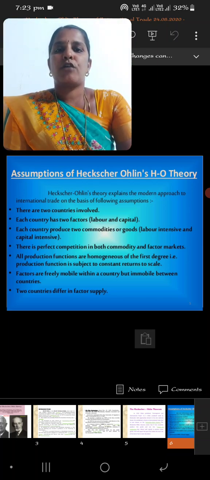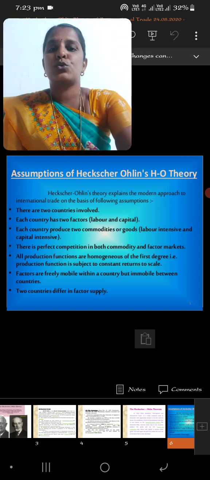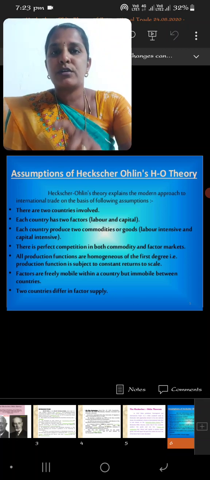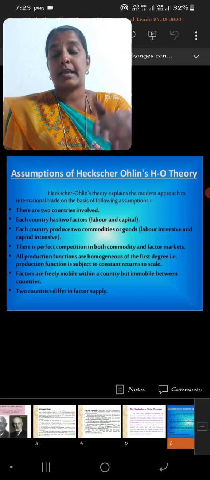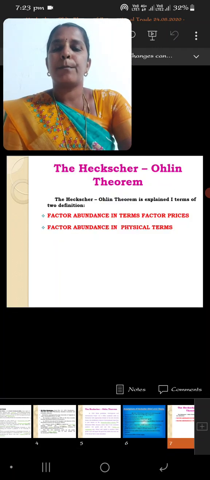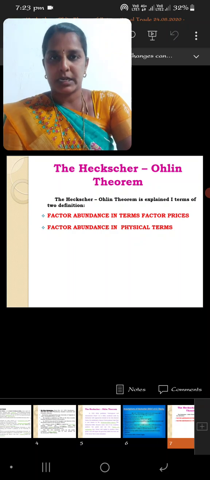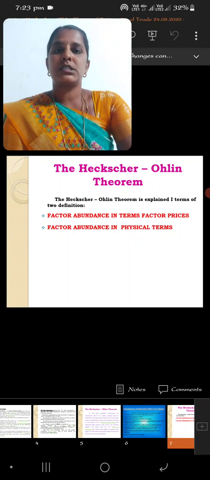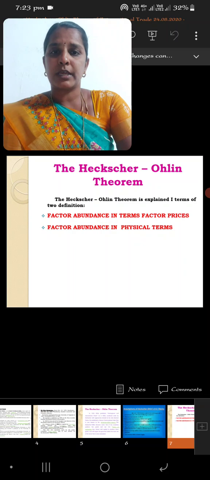The production function is of the first degree, subject to constant returns to scale. The two countries differ in factor supply. So these are the assumptions of the Heckscher-Ohlin theory. The Heckscher-Ohlin theorem mainly concentrates on two terms of the definition: factor abundance in terms of factor price, and factor abundance in physical terms. So these are the two important terms we have explained in the Heckscher-Ohlin theorem.